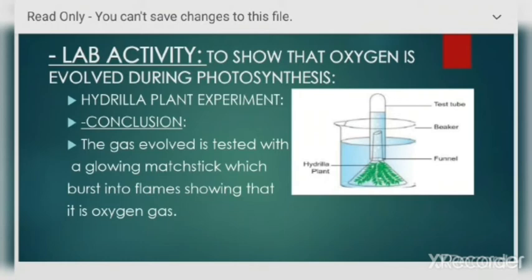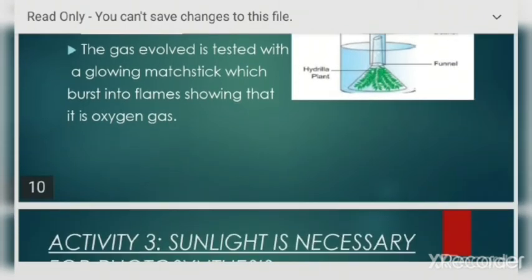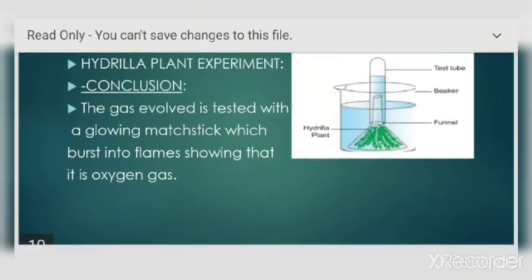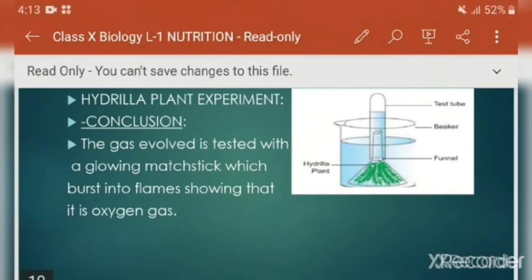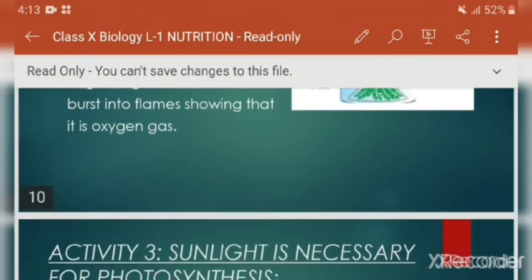After some time, you will observe air bubbles accumulating in the upper portion of the test tube. Carefully and slowly take out the test tube and test for the presence of oxygen. Here, the test is, take a glowing matchstick and test it for the presence of oxygen. The matchstick will burst into flames, showing that the gas evolved is oxygen. So we conclude here that during photosynthesis, oxygen is evolved.